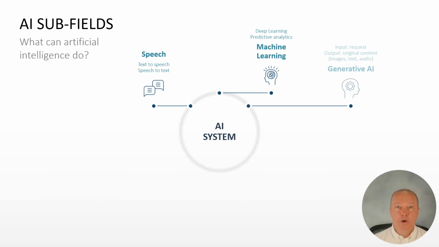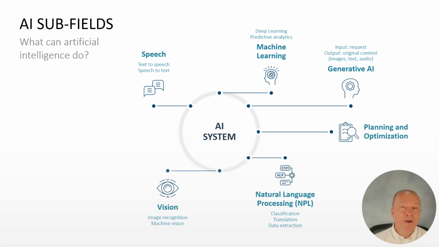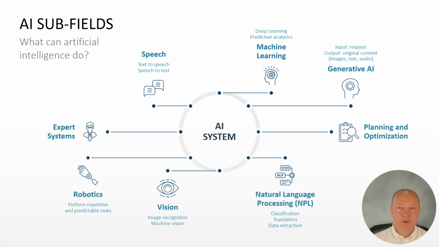So what can artificial intelligence actually do? Where do we see it in use today? Well, it's not just ChatGPT, it's not just OpenAI. We use artificial intelligence to facilitate speech-to-text conversion, to provide deep learning and predictive analytics, to use generative AI where we can provide an input that is then used for AI to independently calculate an output that we may use for our own business purposes.